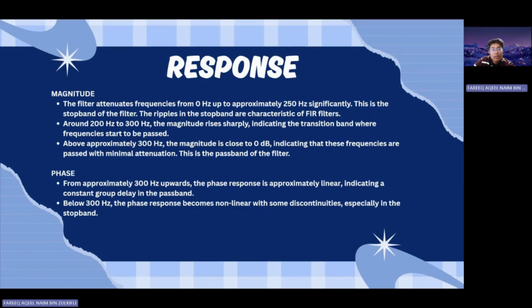Around 200 Hz to 300 Hz, the magnitude rises sharply and indicates the transition band where frequency starts to be passed. Above approximately 300 Hz, the magnitude is close to 0 dB, indicating that these frequencies pass with minimal attenuation. It is the passband of the filter. For phase, from approximately 300 Hz upward, the phase response is approximately linear, indicating a constant group delay in the passband. Below 300 Hz, the phase response becomes nonlinear with some discontinuity, especially in the stop band.